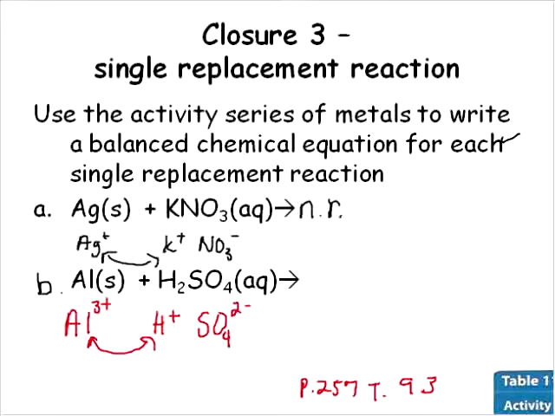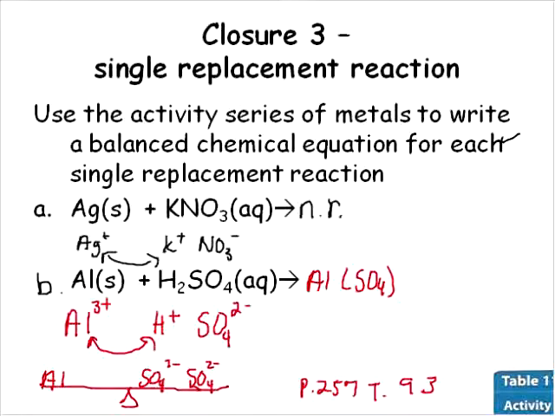Okay, so we have aluminum and SO4. We have to make sure the total net charge is 0. If we look, SO4 is a -2. It'd be -4. Aluminum is a +3, so it's not balanced yet.